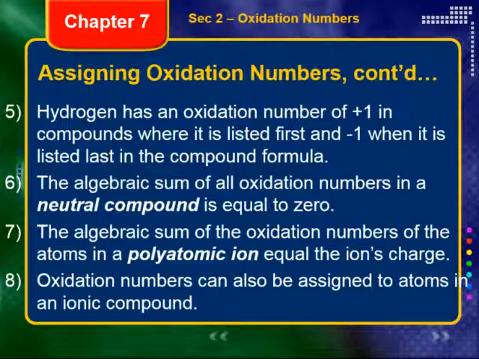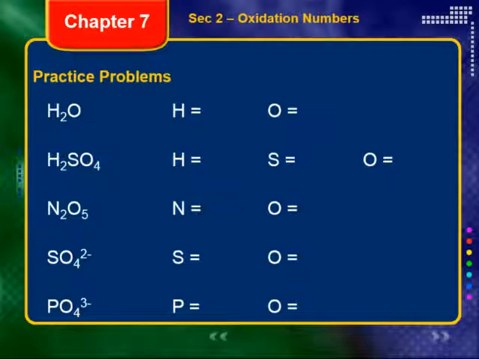Number 7, the algebraic sum of the oxidation numbers of all the atoms in a polyatomic ion needs to equal that ion's charge. Number 8, oxidation numbers can also be assigned to atoms in an ionic compound. You can actually talk about the stock system and assign oxidation numbers. However, it's not all that useful because those are whole charges. We don't necessarily need this oxidation number to tell us the general distribution of those electrons because they are on those anions. So let's practice those rules.